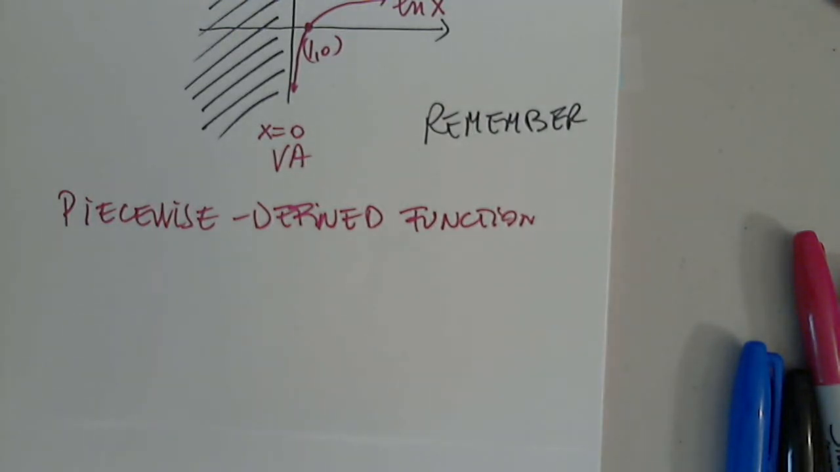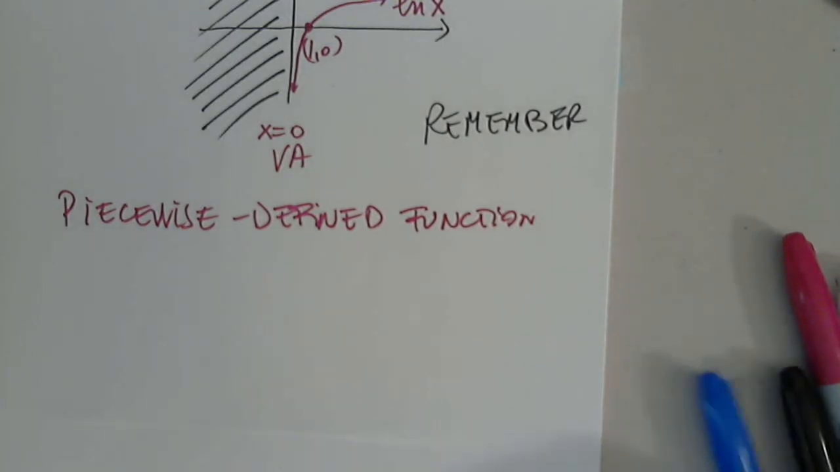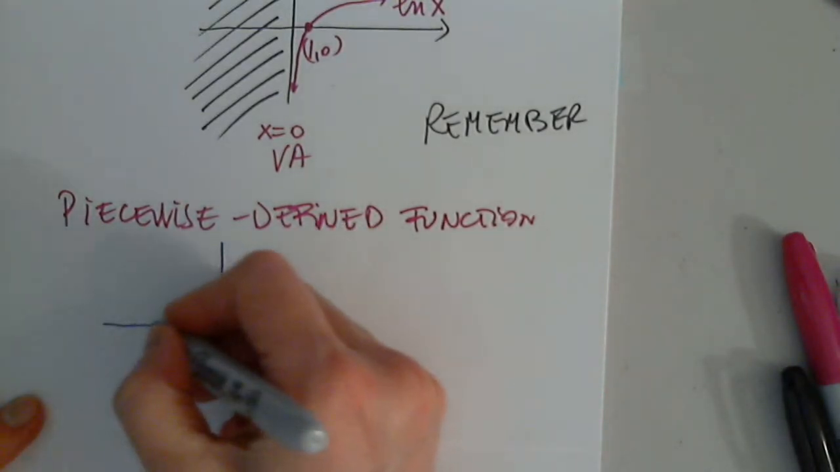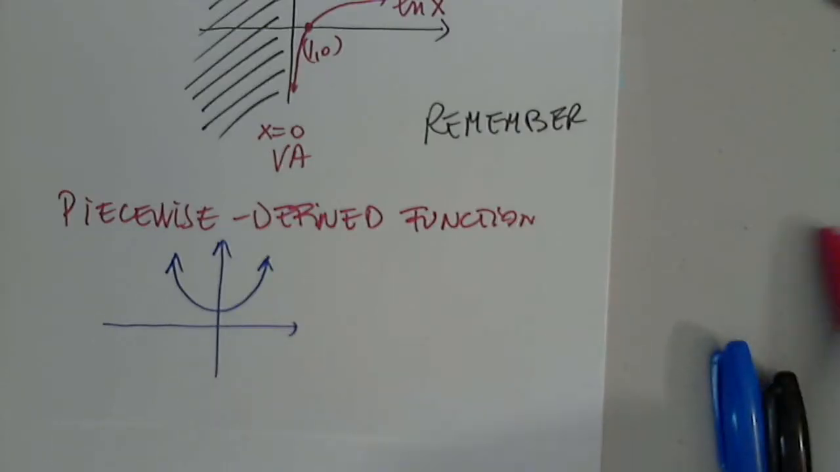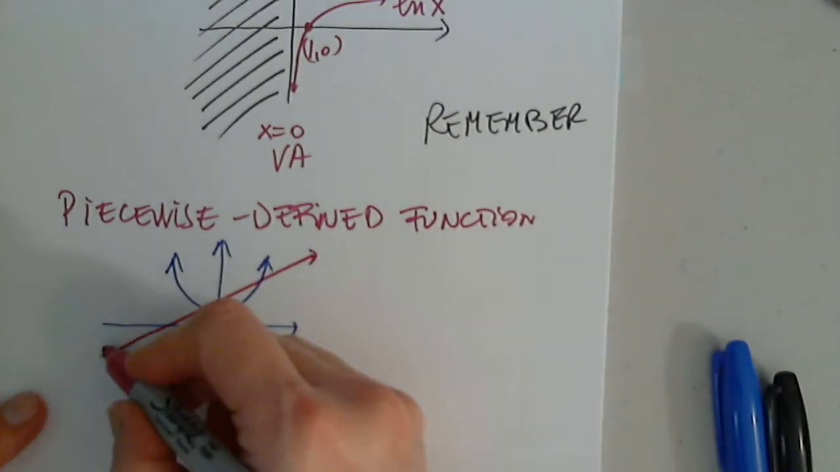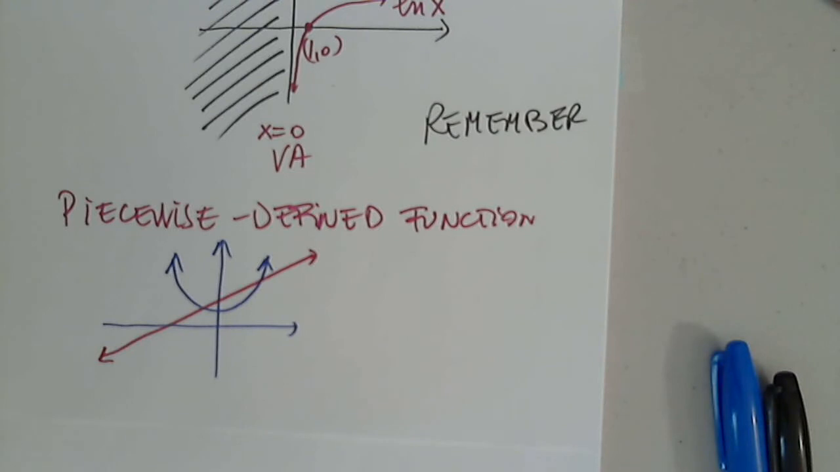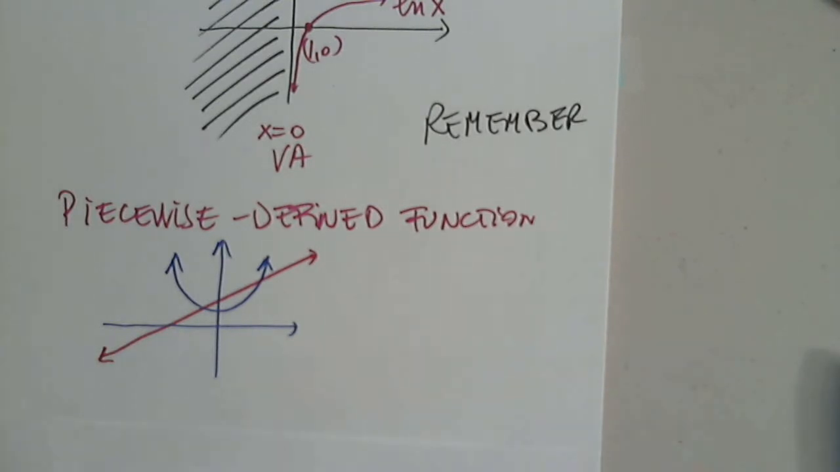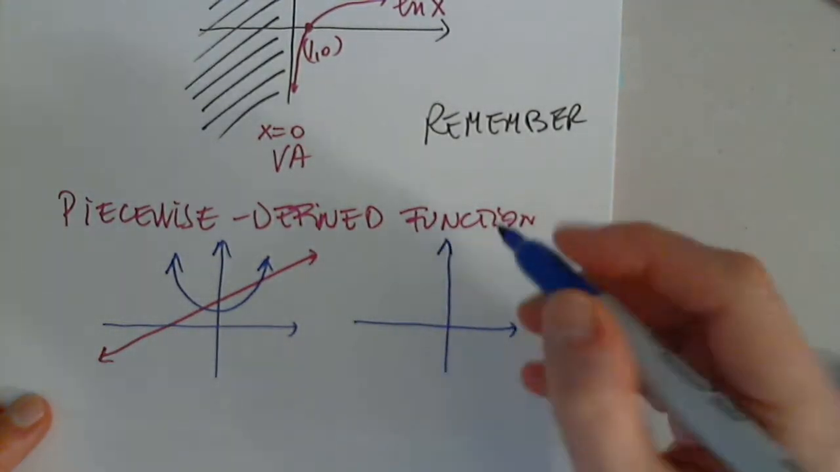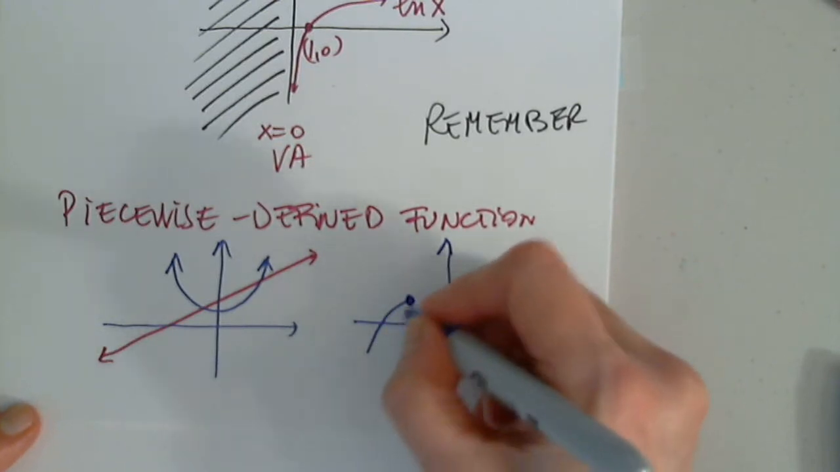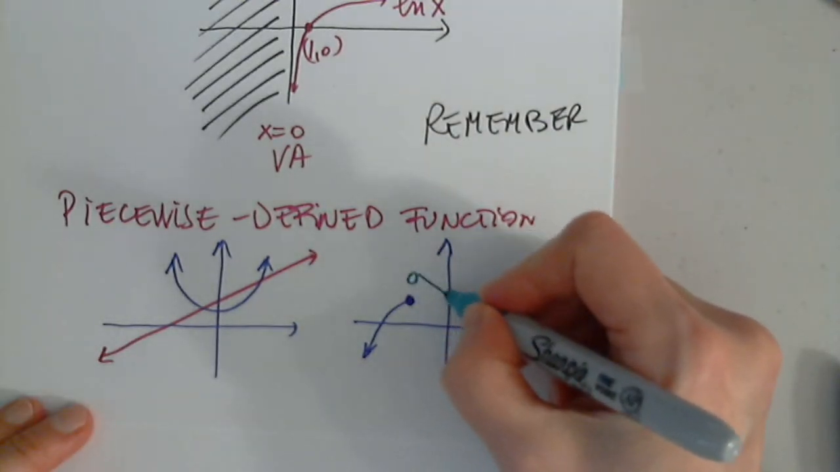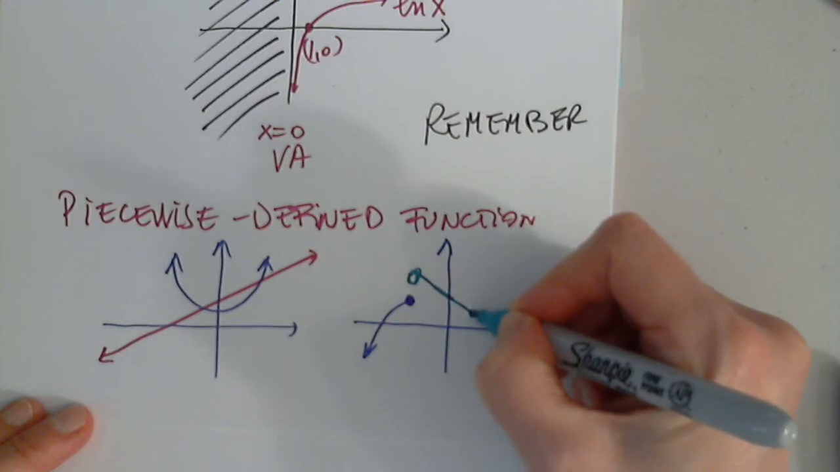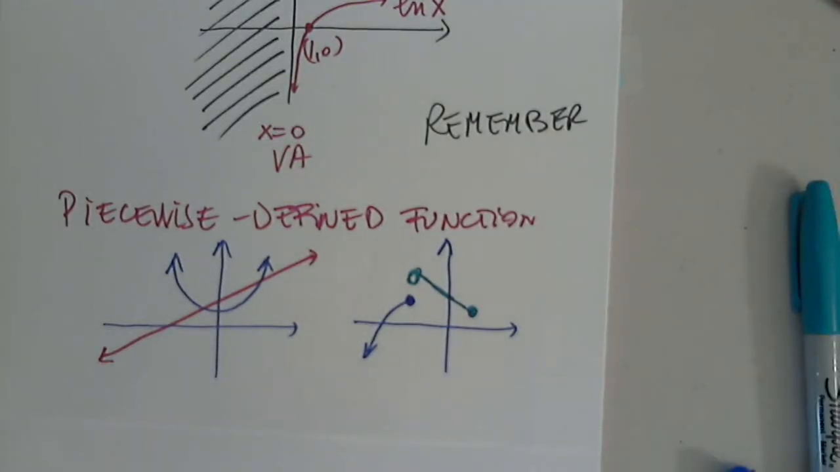So if you graph a piecewise defined function like this, let's say it's a quadratic, and then you graph on top of it a linear function, this is terrible. This is not even a function. So a piecewise defined function could look like this. Let's say this is one piece. Let's say this is a different piece. And let's say this is a different piece.